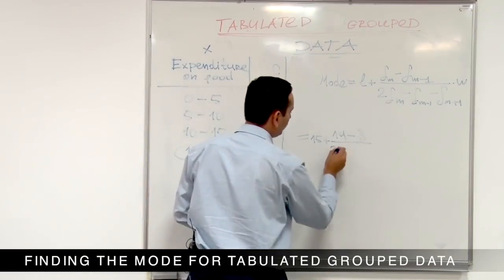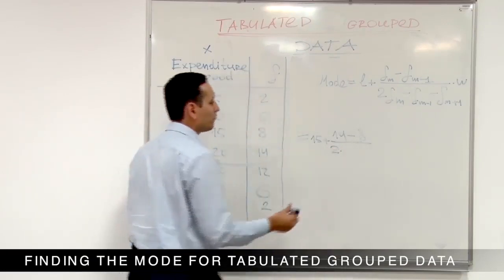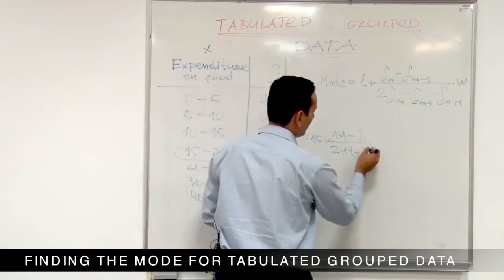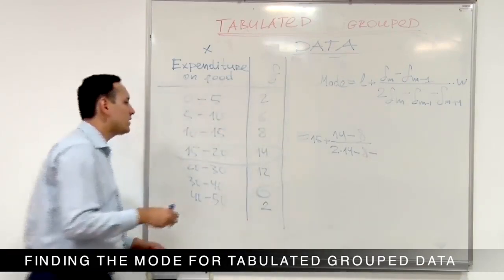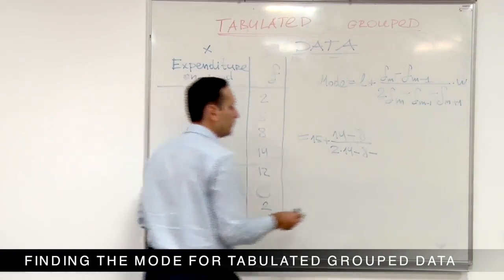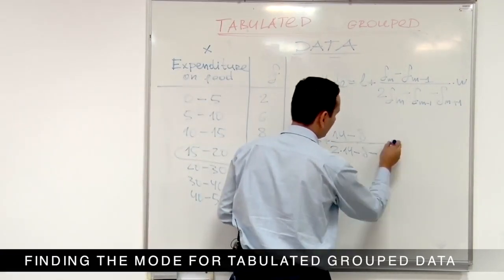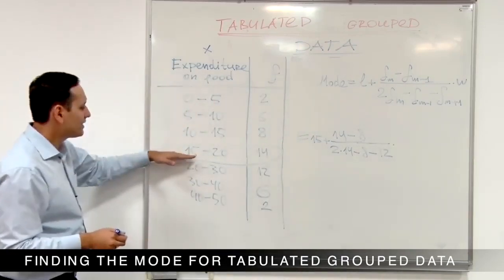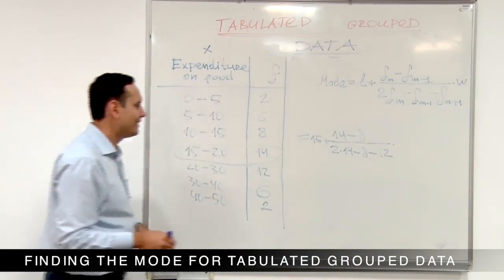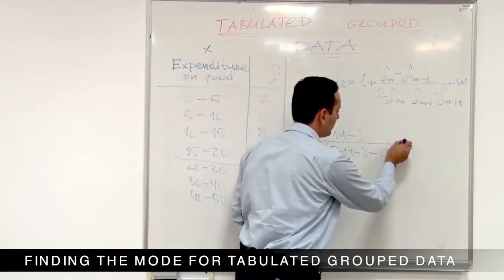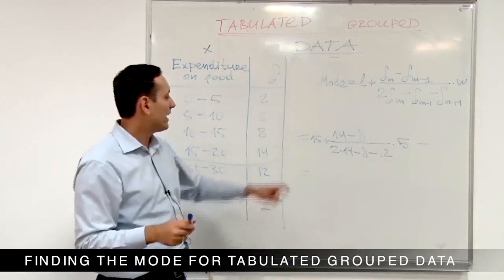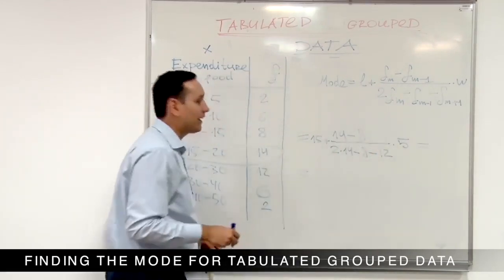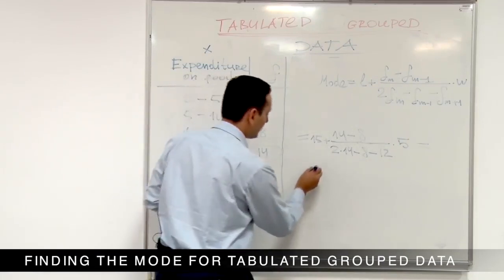And divided by 2 multiplied by the frequency of the modal group, which is 14, minus the frequency of the pre-modal group, which is 8, and minus the frequency of the post-modal group, which is 12. And everything multiplied by the width of the modal group, which is 5. 15 to 20 shows the width of the modal group, which is 5. Remember to add 15 at the end, because you have to do the multiplication and the fraction part first. Let's do the fraction part first.